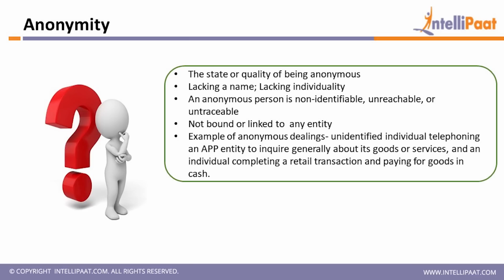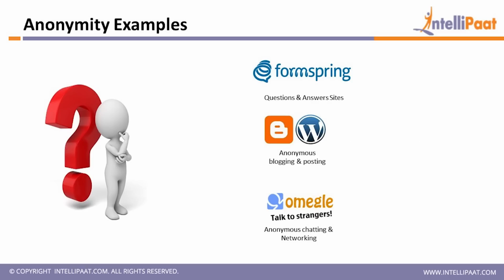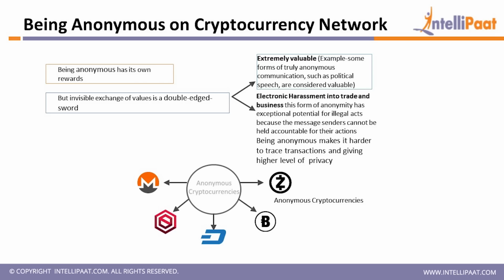Now, examples of anonymous dealings: an unidentified individual telephoning an APP entity to inquire generally about its goods or services, and an individual completing a retail transaction and paying for goods in cash. Means a person telephoning an APP entity to inquire generally about goods and services, and an individual completing a retail transaction and paying for goods in cash. So the person telephoning, you will not be able to identify. He will just order and get the services. There are some examples of anonymous blockchains or identities, Homespring and others, Omegle, blogging and other applications you can see from the slides. And how it happens, how it helps being anonymous on a cryptocurrency network.